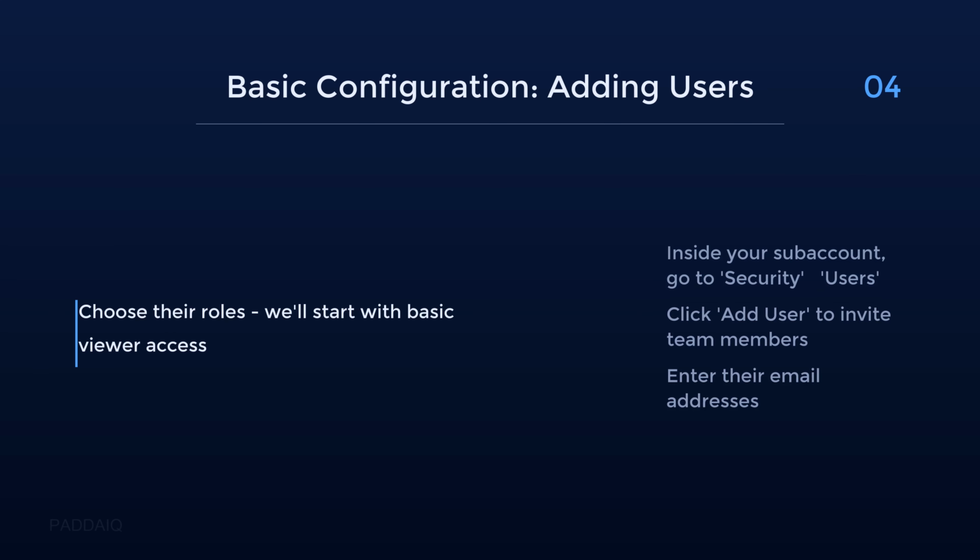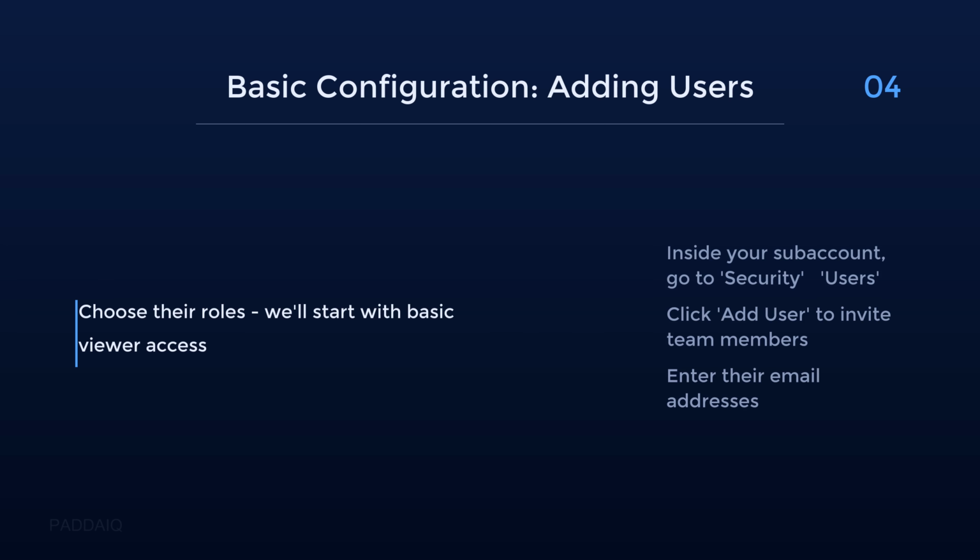Choose their roles. We will start with basic viewer access. This means assigning permissions so users can only see data, not change it. For example, a new intern might view sales reports but cannot edit them. Starting with viewer access ensures security while allowing necessary visibility.